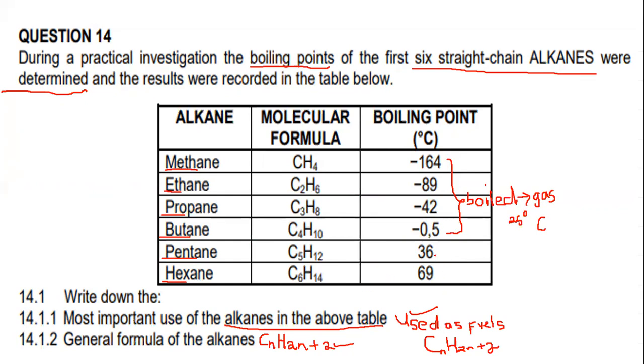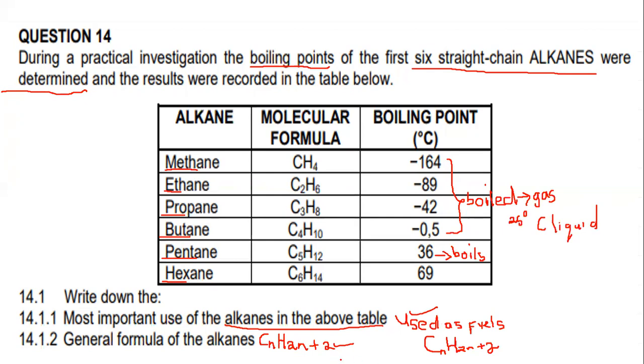Pentane will only start boiling at 36 degrees Celsius. In other words, when the temperature is 25 degrees Celsius, pentane has not yet boiled because it's still waiting for the temperature to actually be 36 degrees Celsius. So at 25 degrees Celsius, it hasn't boiled yet. So if it hasn't boiled, then we know that it will be a liquid.